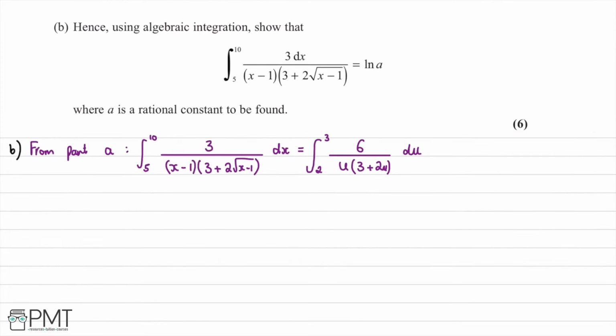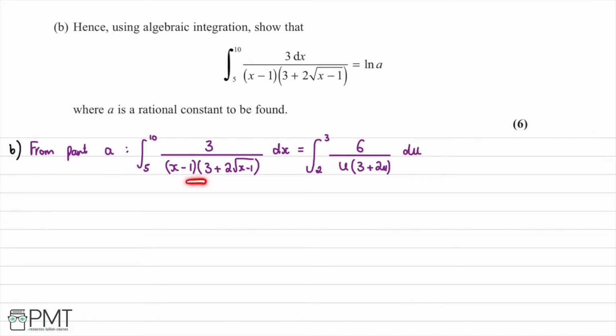So in the next part of the question, we're asked to use algebraic integration to show that our integral from part A, so the integral of 3 divided by x minus 1 multiplied by 3 plus 2 lots of root x minus 1 integrated with respect to x from the limits 5 to 10 is equal to ln of a, where a is a rational constant to be found. So first of all, it's safe to say that we know from part A that this expression we're given in the question is going to be equal to our answer which we've shown in part A.